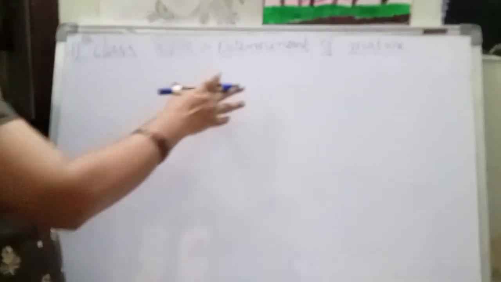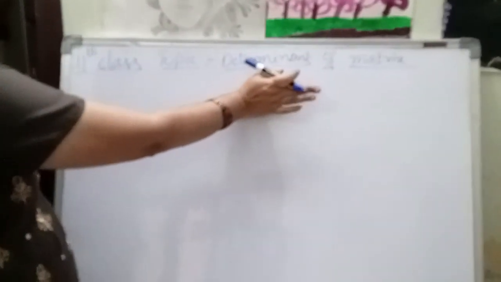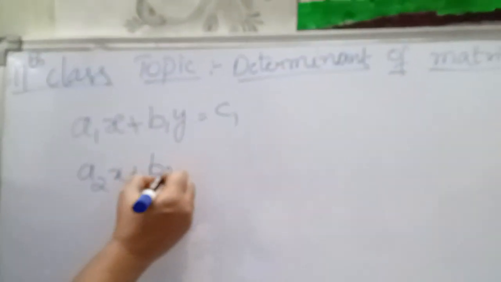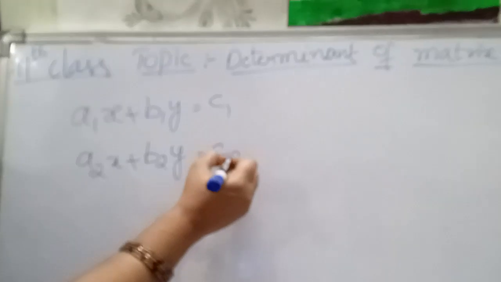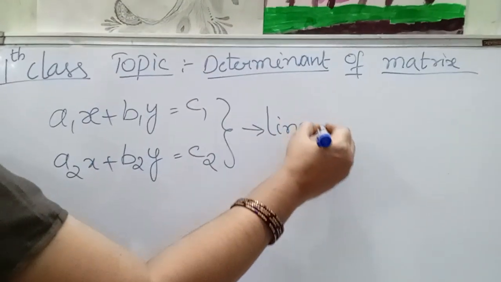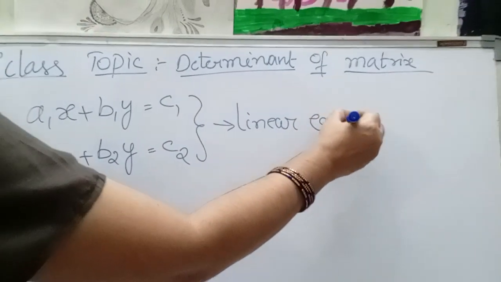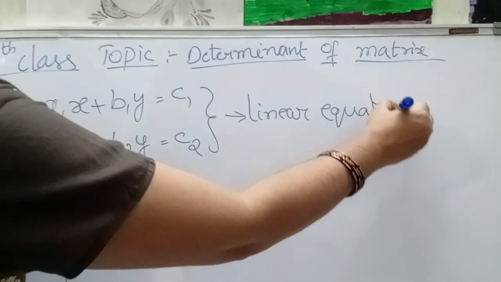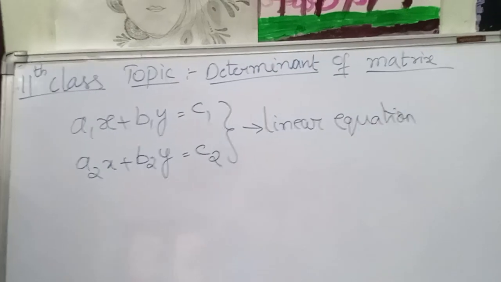In this video, I am going to discuss the determinant of a matrix. First, to define that, let us take two linear equations: a1x plus b1y equals c1, and a2x plus b2y equals c2. These two are linear equations in two variables.